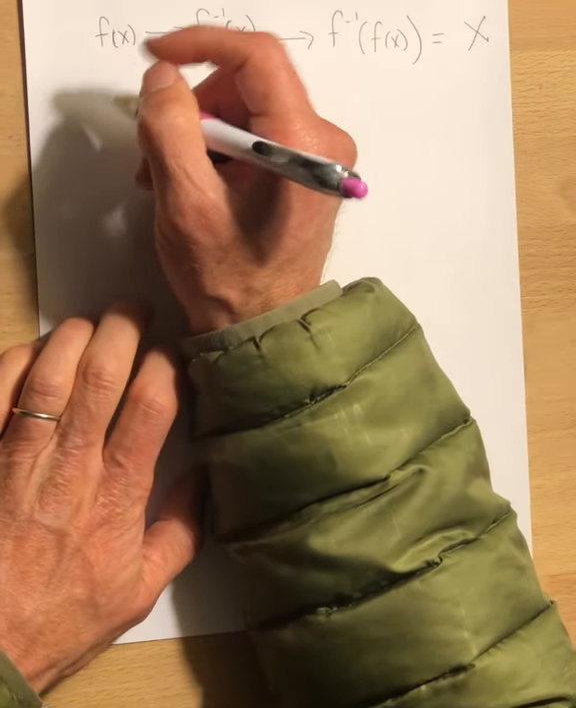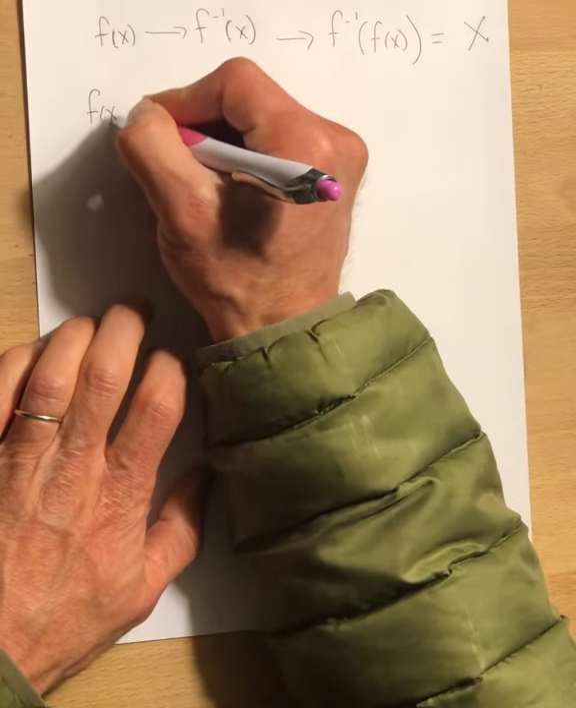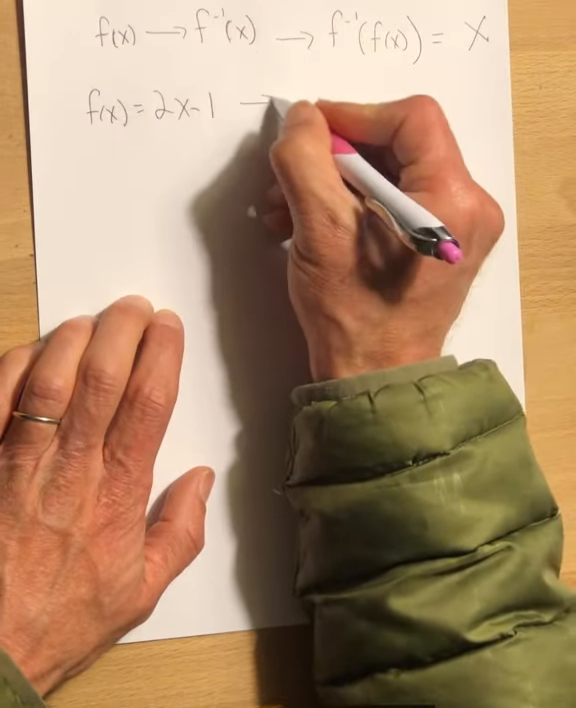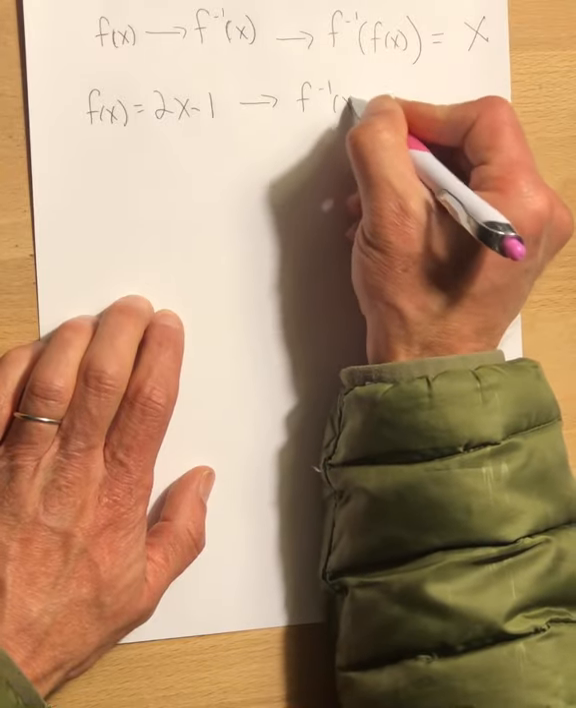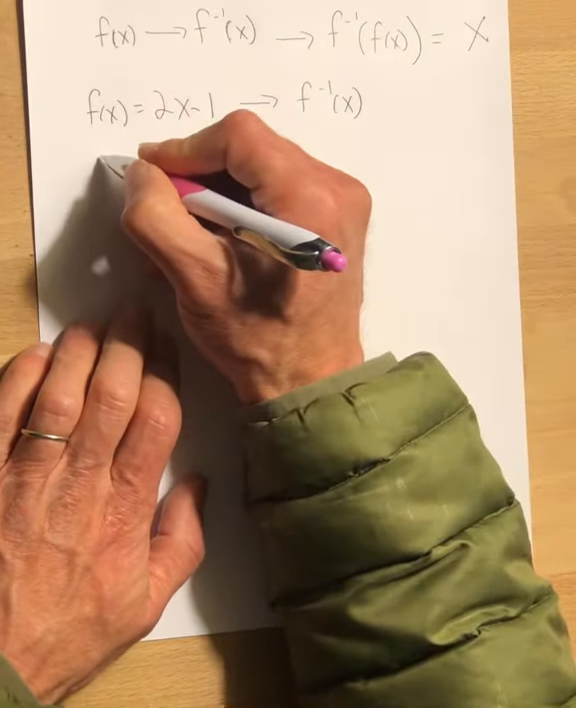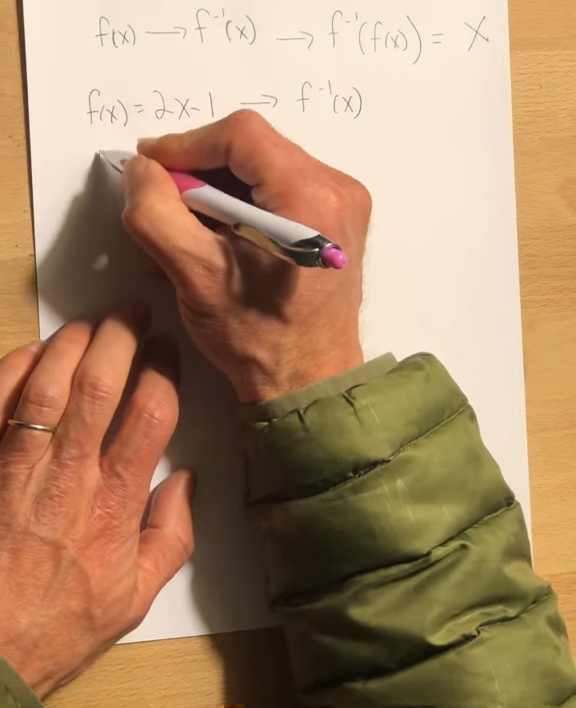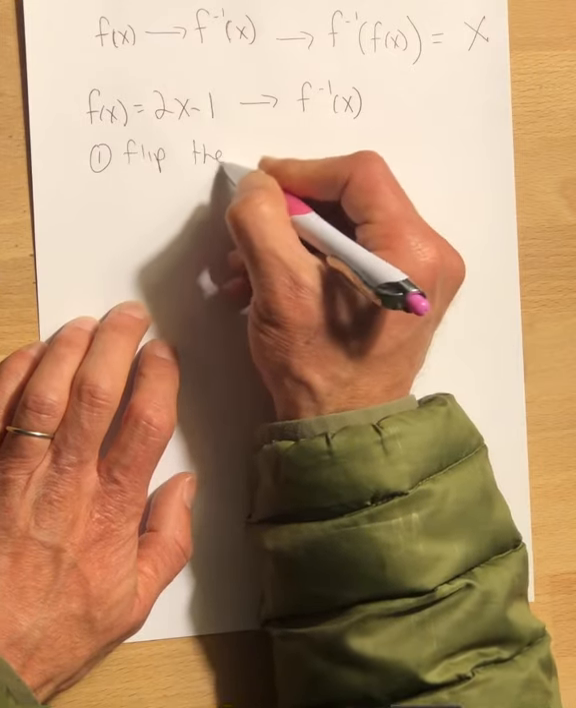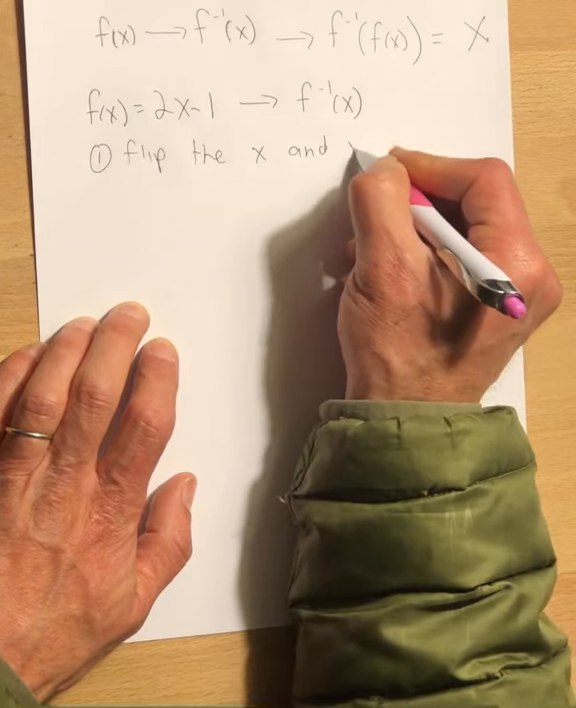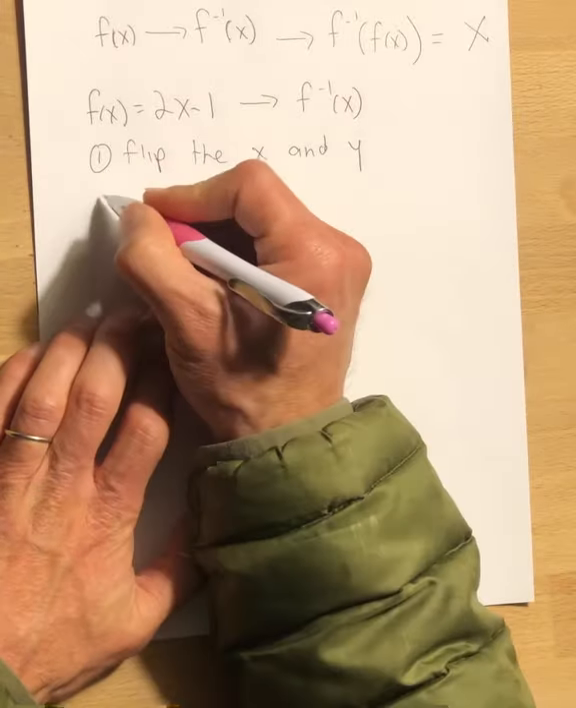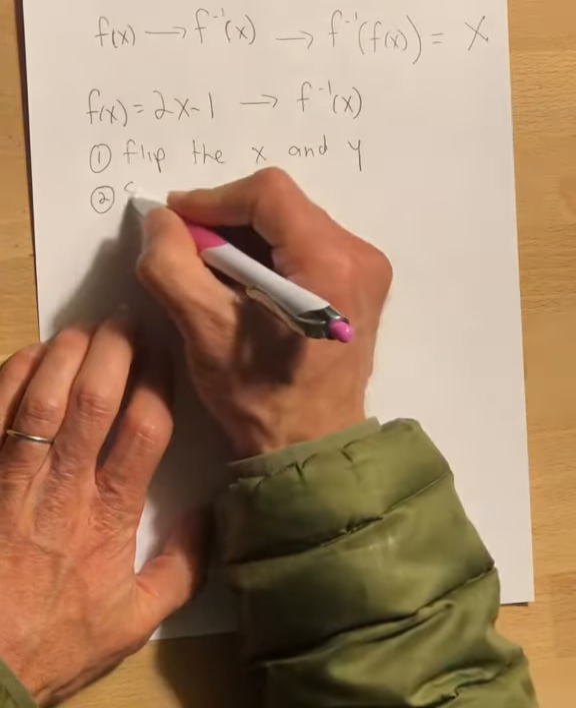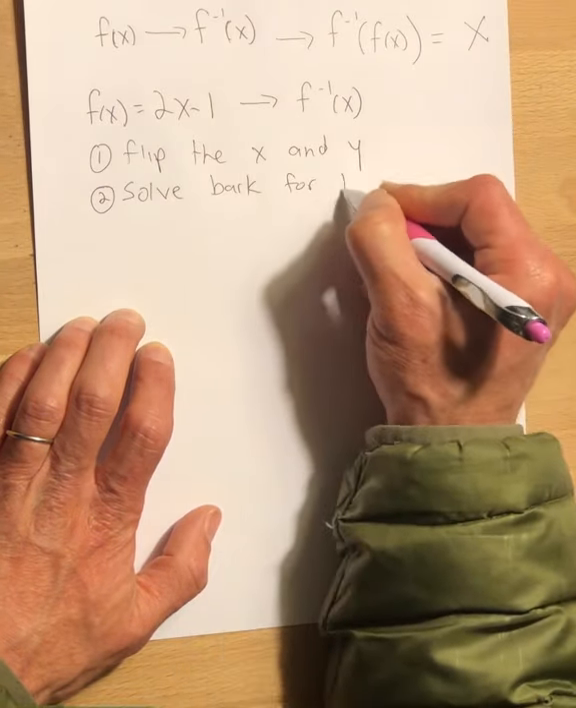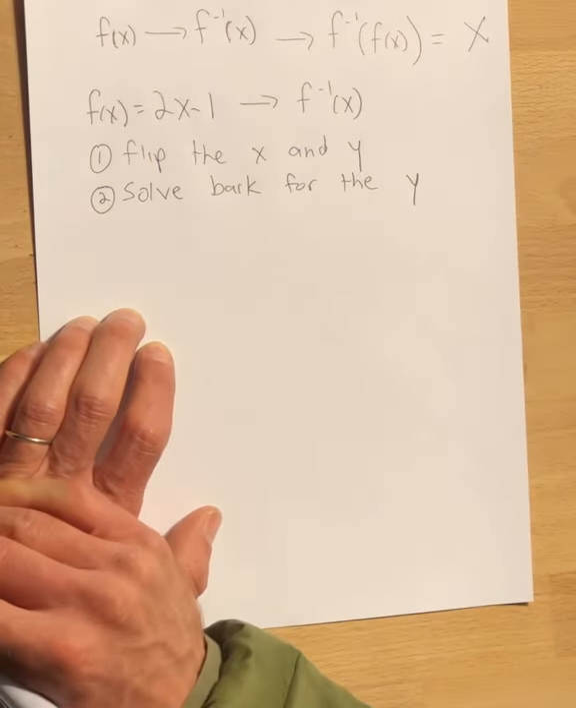Let's do some things. I'm going to take f of x, a normal function, 2x minus 1. The question is, find the inverse. This is the way you do it. There are two steps to finding the inverse. Step one, you flip the x and y. That's the very first step. The second step is you solve back for the y.